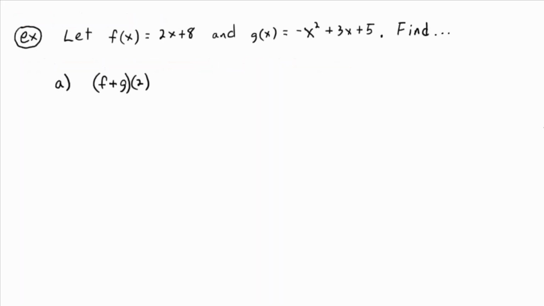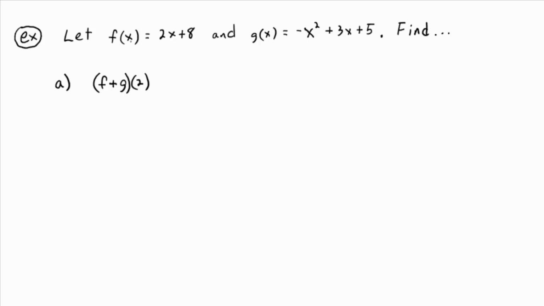In this example, we're going to let f of x equal 2x plus 8 and g of x equal negative x squared plus 3x plus 5. And we're going to find the following. In part A, we're going to find f plus g of 2. Now, there's a lot going on with this notation that a lot of people don't realize.